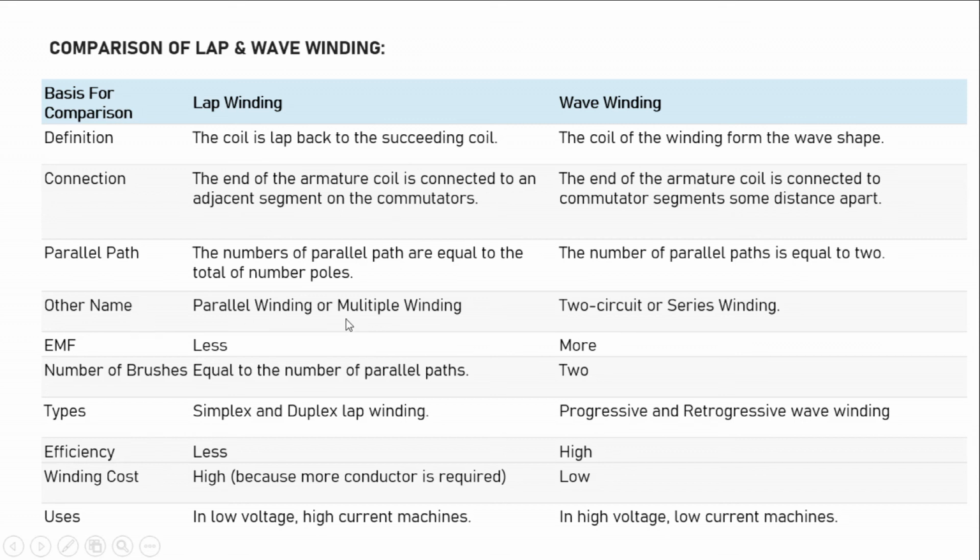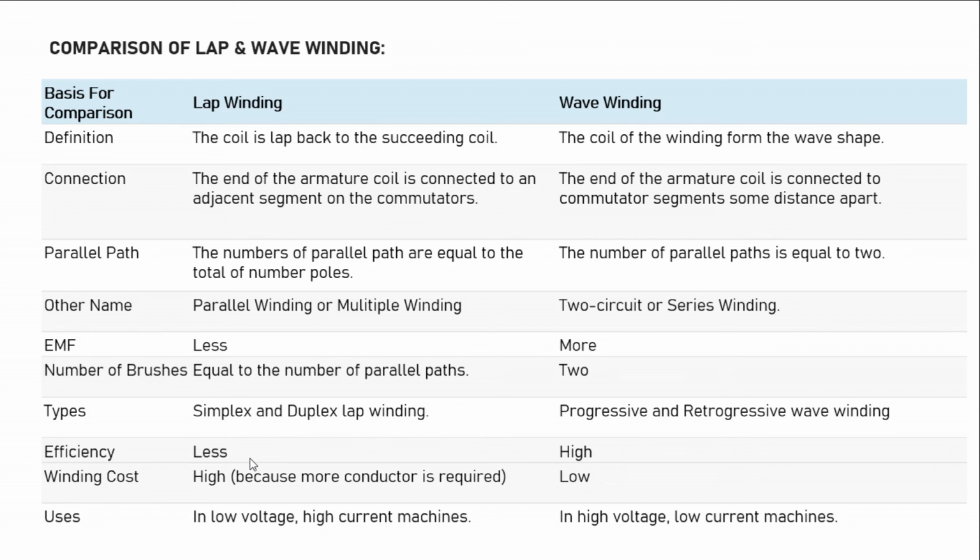Another name for lap winding is multiple winding, and wave winding is called two-circuit or series winding. EMF is definitely very low in lap winding, while wave winding produces more EMF. Here the number of brushes equals the number of parallel paths, while in wave winding only 2 brushes are present. Simplex and duplex lap windings are produced, while progressive or retrogressive wave windings are present. Efficiency is less in lap winding and high in wave winding.